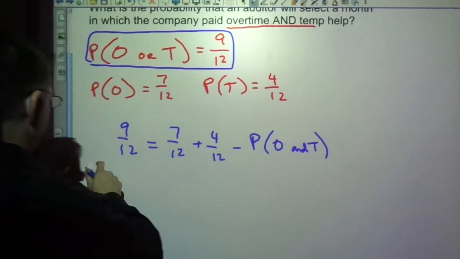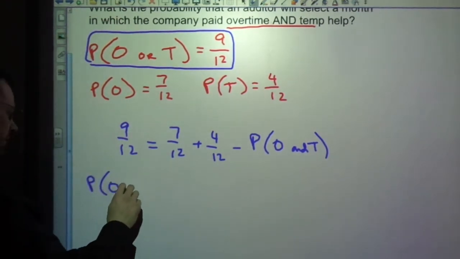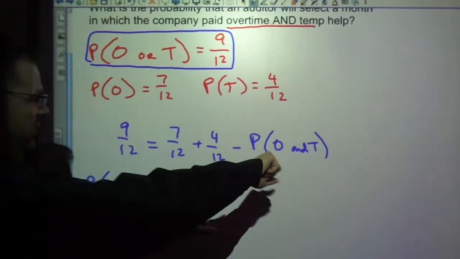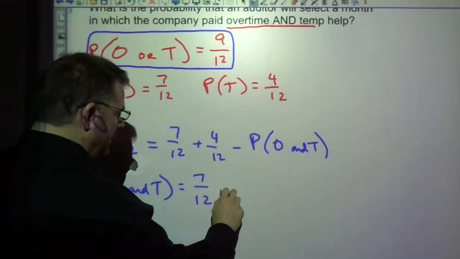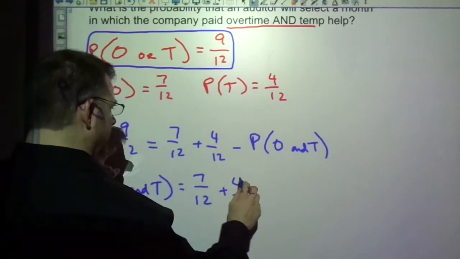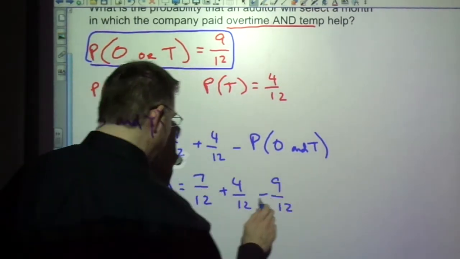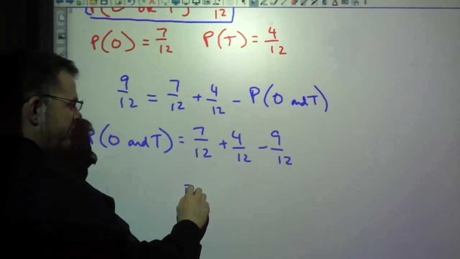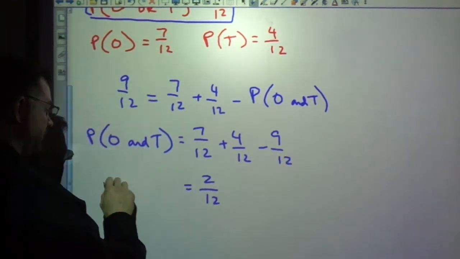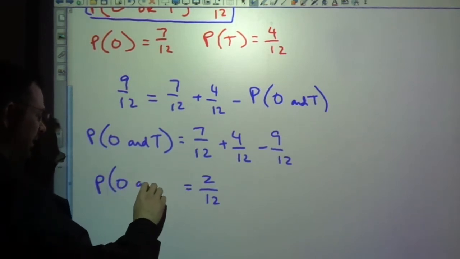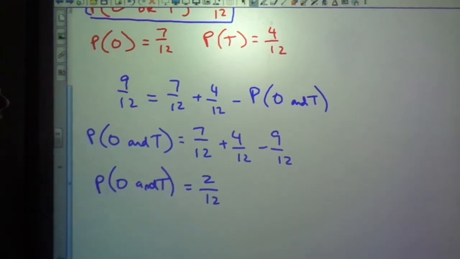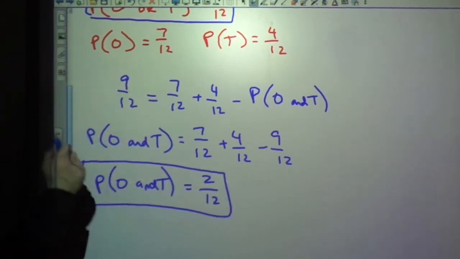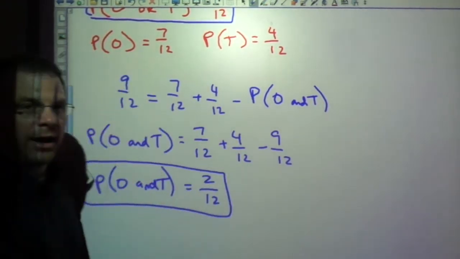I can add this to this side. And I'll subtract the 9/12 over to the other side. So I have this. And we're subtracting 9/12. So this gives me 11/12 minus 9/12 is 2/12. So the probability that we select a month at random, and it was a month that both had overtime help and temp help, was 2 months out of the 12.